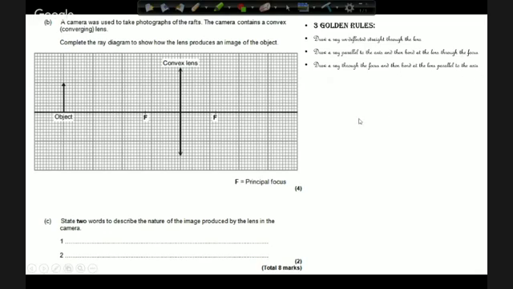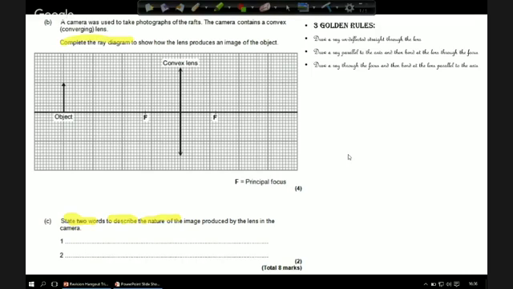So, as it says up here, complete the ray diagram to show how the lens produces an image of the object. And the next question is going to be, give 2 words to describe the nature of the image. So only 2 words, and up here, just complete the ray diagram.